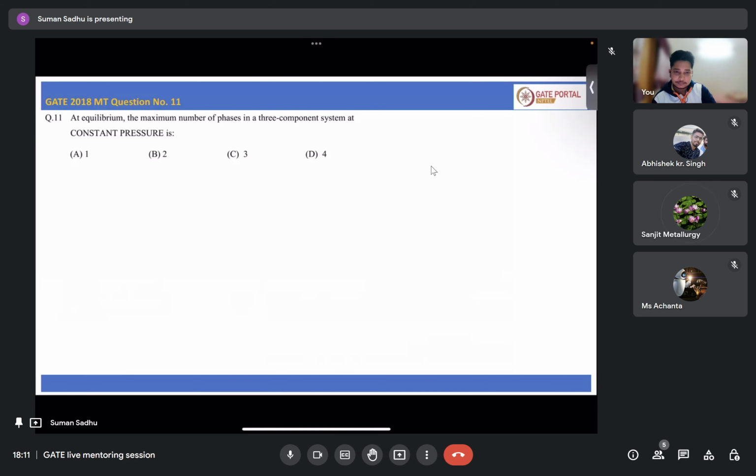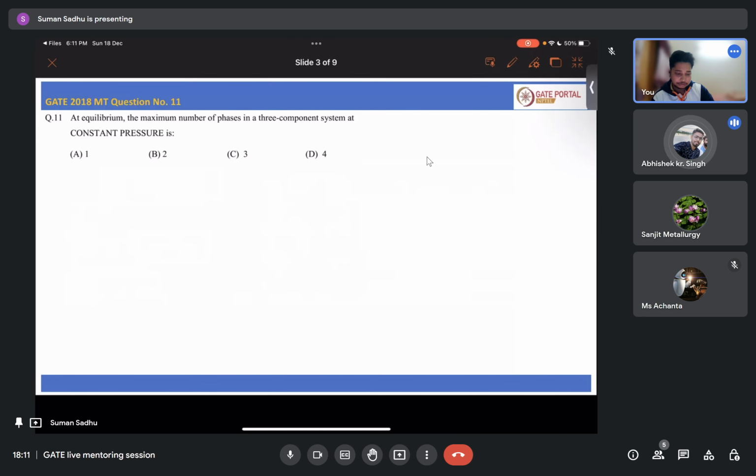4, sir. Okay. Others also agree with it. So based on which equation are you calculating this? The Gibbs phase rule. Okay, so can you tell me the equation?